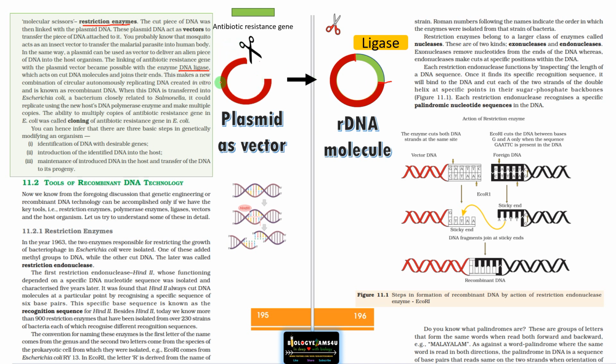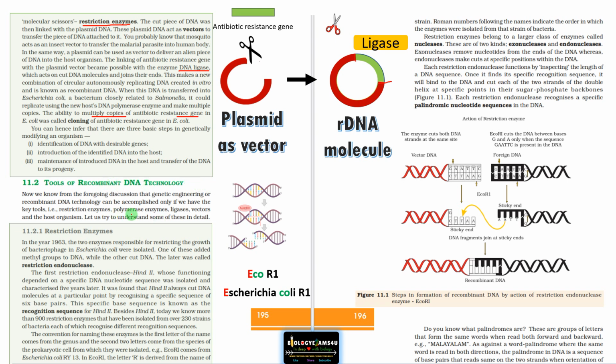So this recombinant DNA molecule, as the plasmid is naturally present within the bacterium, can self-replicate inside the bacterium to produce multiple copies of that antibiotic resistance gene. Basic steps involved: identification of DNA with desirable genes, introduction into a host, maintenance of that DNA within the host, and multiplication of that particular DNA.